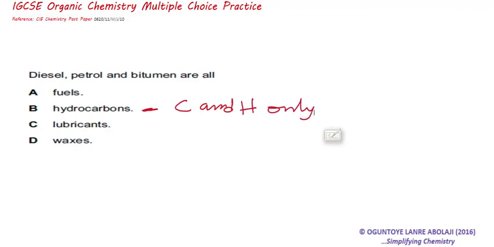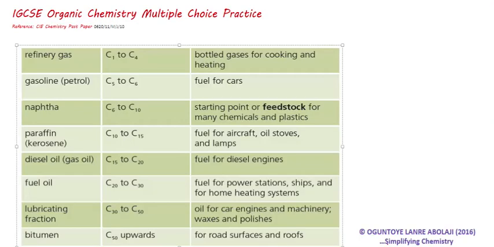Now let me give you a quick review of the uses of petroleum fractions. You can see refinery gas is used for cooking as fuel. Gasoline is used as fuel in cars. Naphtha is used in making many chemicals. Kerosene is also used as fuel. Diesel oil is used as fuel. Fuel oil, lubricating fraction, and bitumen, all of these are hydrocarbons.